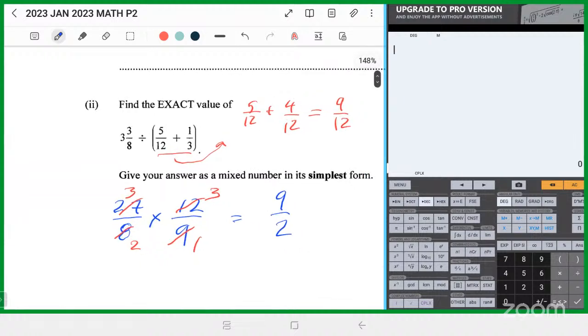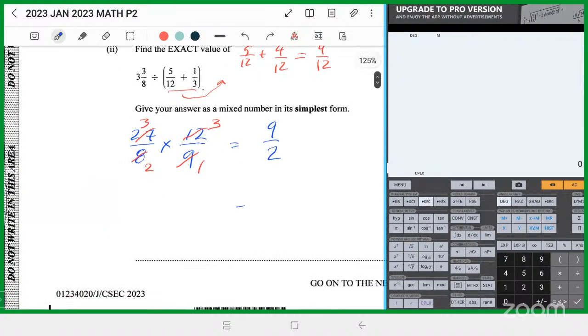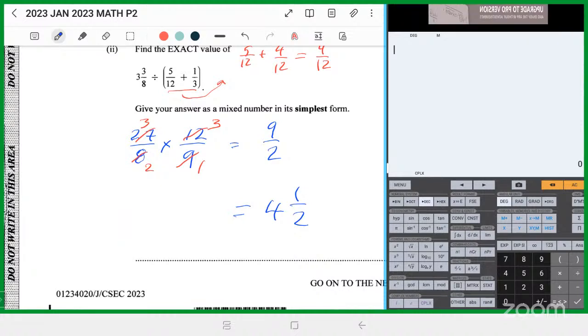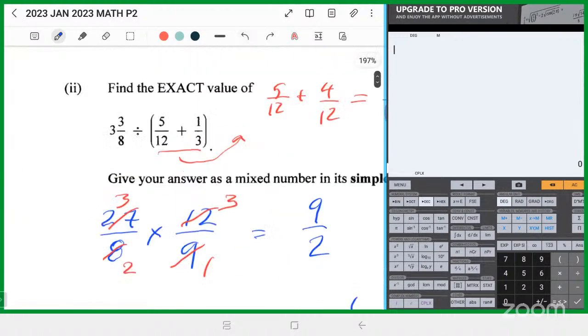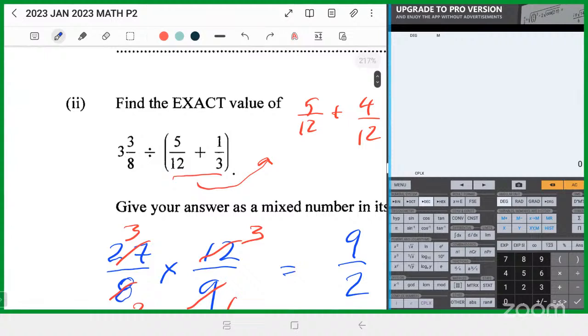The question says we must give the answer as a mixed number. See that? A mixed number. So basically, it's 9 divided by 2. It becomes 4 remainder 1, which is 4.5. That's the answer. We divide the 9 by the 2, so 4 remainder 1. So let's put this in the calculator now and see if we get the same 4.5, just to make sure. We don't want to give away marks on this.